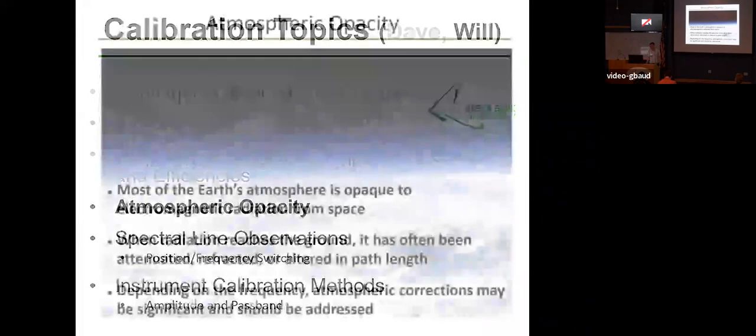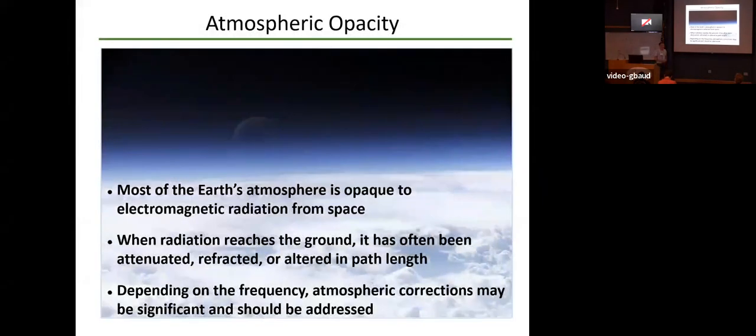So first off, with opacity, this is something that's familiar to all of us, right? Most of the atmosphere of the Earth is opaque to electromagnetic radiation from space. In the radio, we're fortunate that we have this big gap that light can get through. But even in the radio, when radiation reaches the ground, it has often been attenuated, refracted, or altered in some way, right? And we want to be able to account for that. Depending on the frequency, these corrections may be fairly significant.